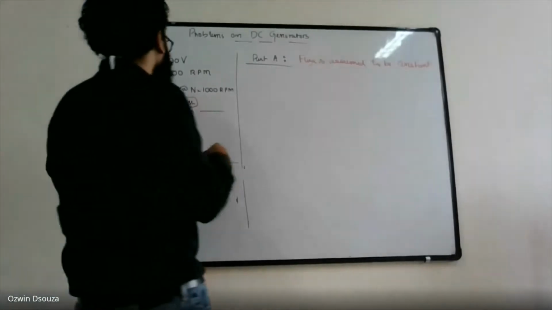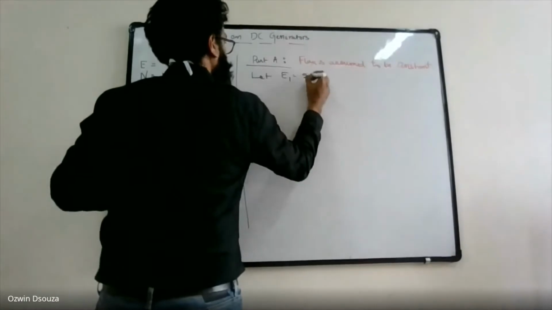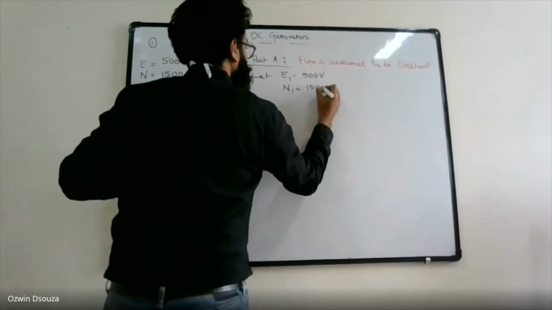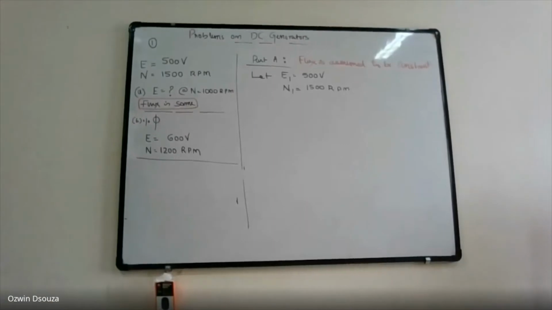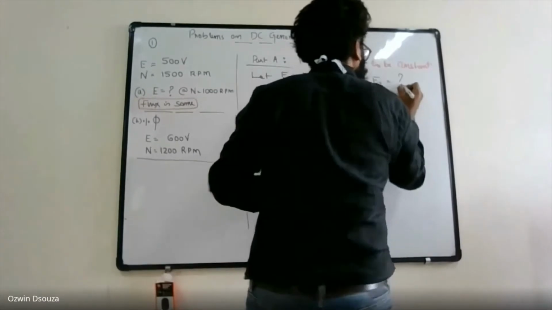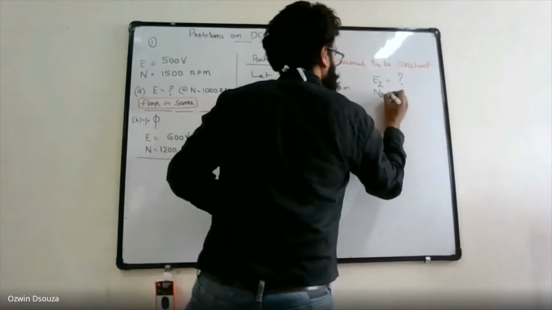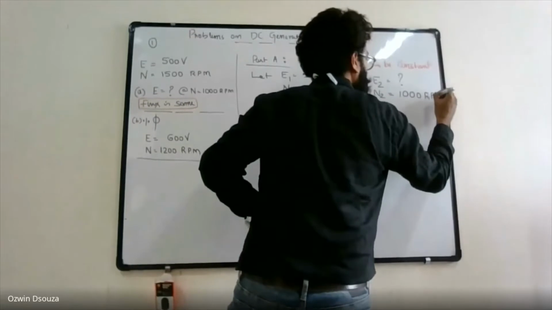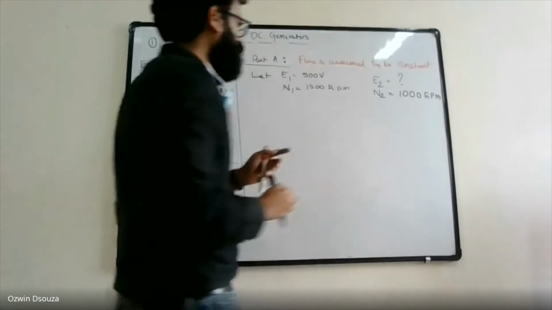So we shall take, let E1 be equal to 500 volts and N1 equal to 1500 RPM. Right? We need to distinguish the two EMFs as well as the two speeds. Similarly, let us take E2, which needs to be found, and N2, which is actually given, which is 1000 RPM. Okay, fine. So this is the given data. I've just written the given data.